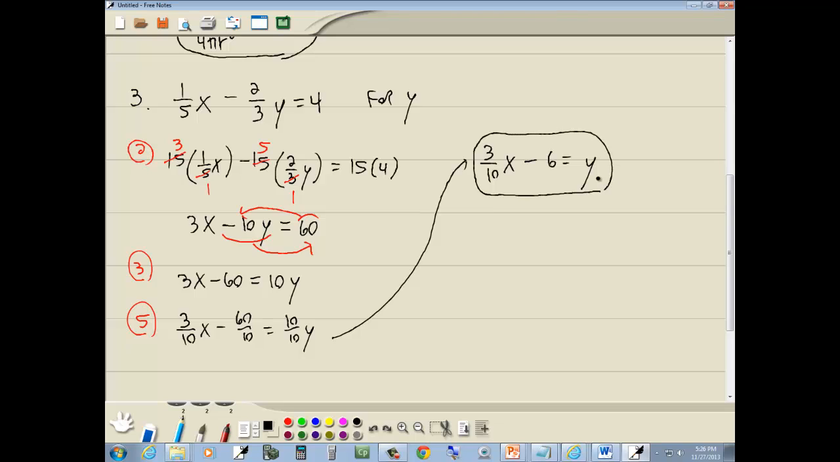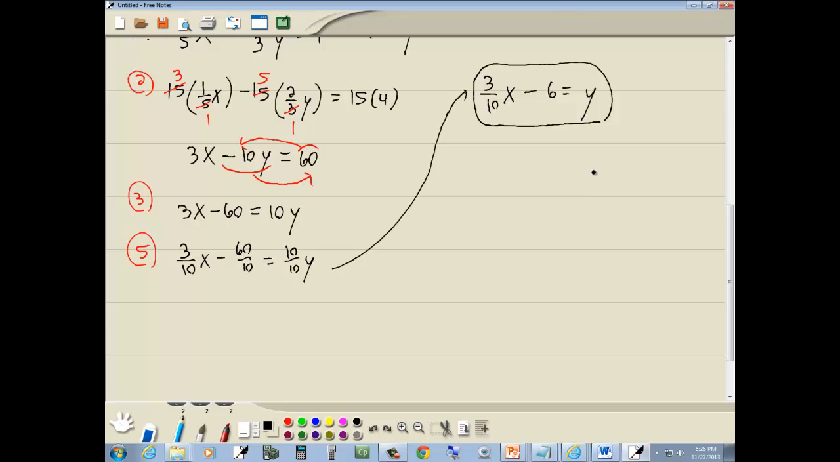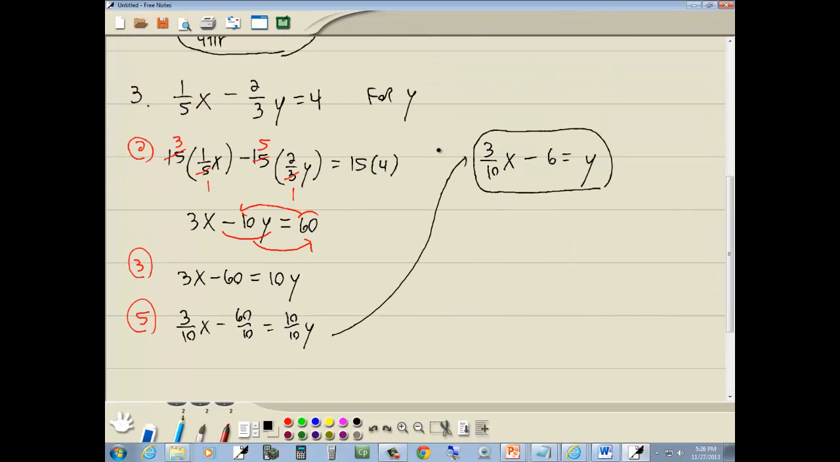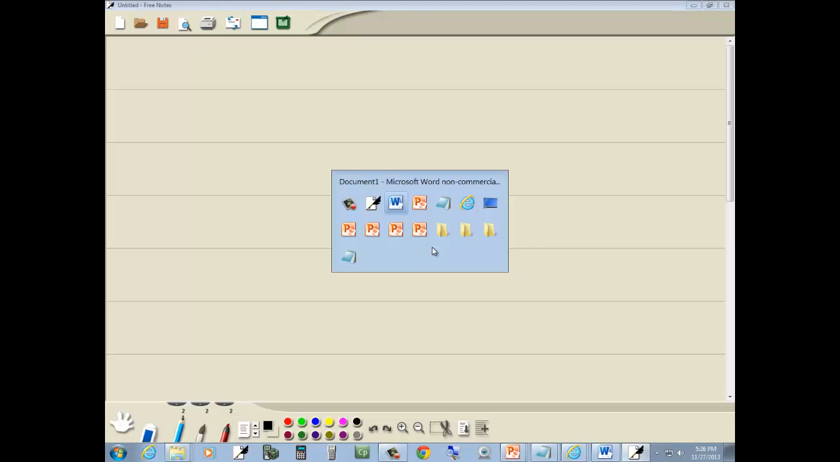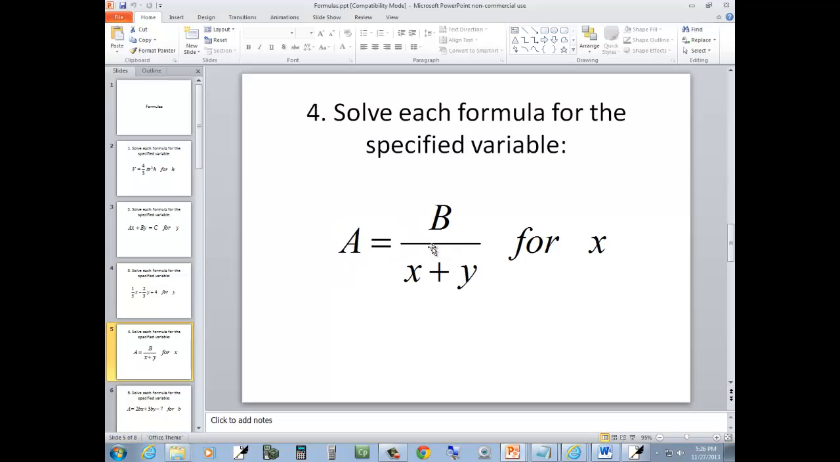Reason why I did it in that way is because that's slope-intercept form. And typically books will want to write it in that form versus 3x minus 60 all over 10. Let me start a new page. Let's look at our next problem.